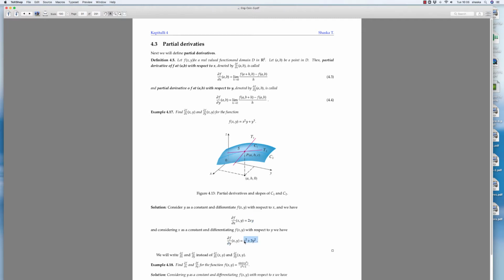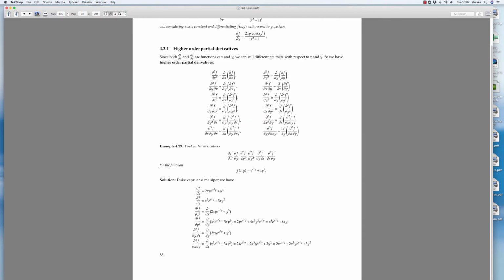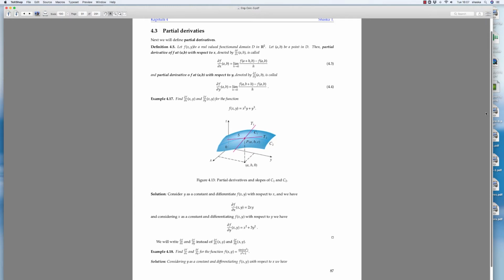However, if you differentiate this with respect to y, then the derivative of the first term will be x squared because the derivative of y is 1, and the derivative of y cubed will be 3y squared because now that is the variable. So this is the partial with respect to y. Anyway, we can do a lot of examples like this, and pretty much all of them are not so difficult as long as you know how to differentiate from calculus 1.